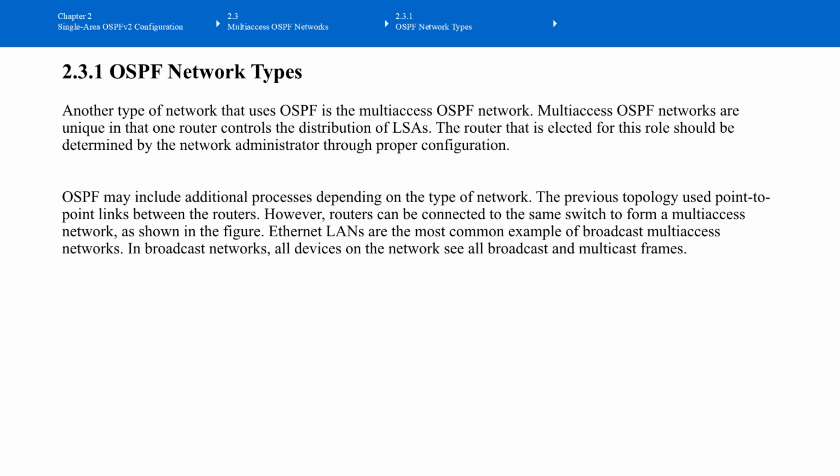So remember, multi-access network implies multiple routers on the same network, and that elects a DR and BDR, which eventually reduces unnecessary OSPF traffic. The network administrator can control which router becomes the DR by configuring its OSPF priority.